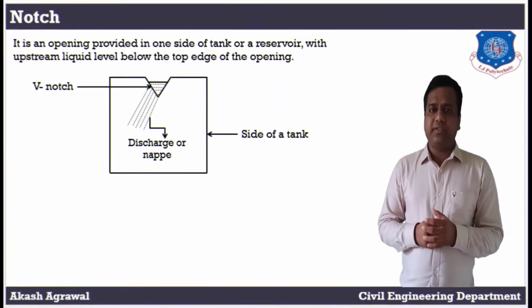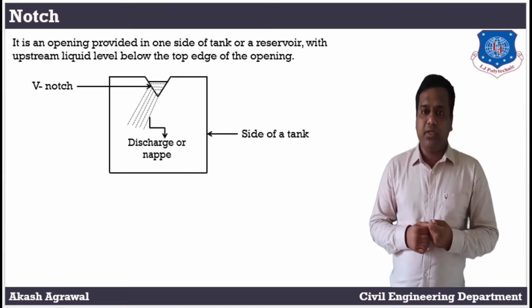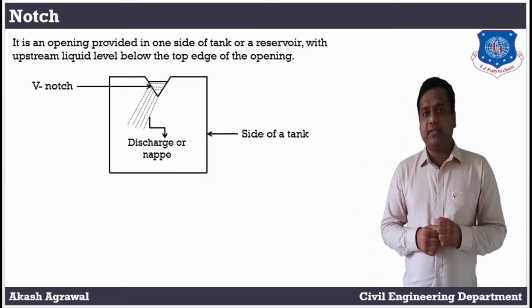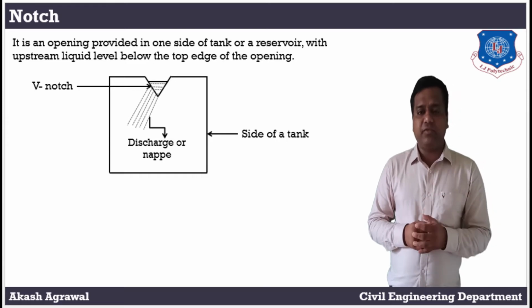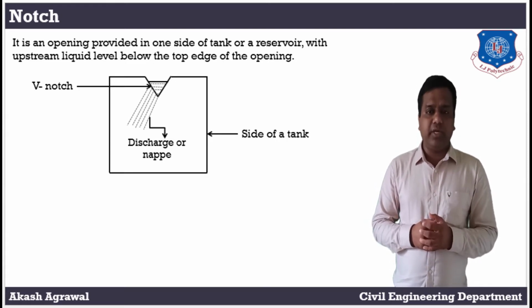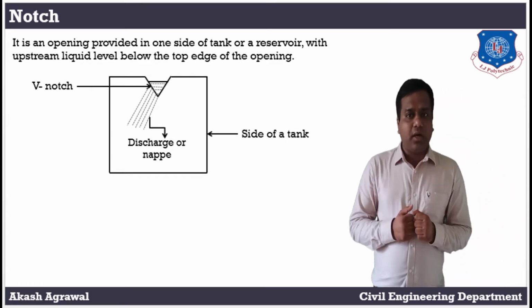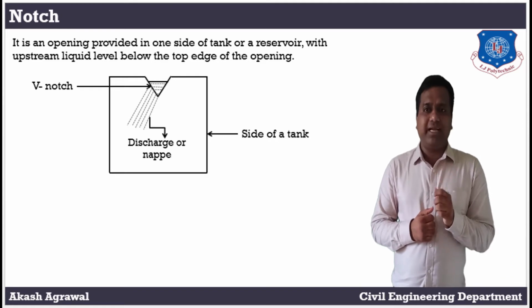Before starting our session, first we have to understand the concept of a notch. What do you mean by a notch? A notch is defined as an opening provided in one side of a tank or a reservoir with the upstream liquid level below the edge of the opening, as shown in the figure. A notch may have only the bottom edge and sides.